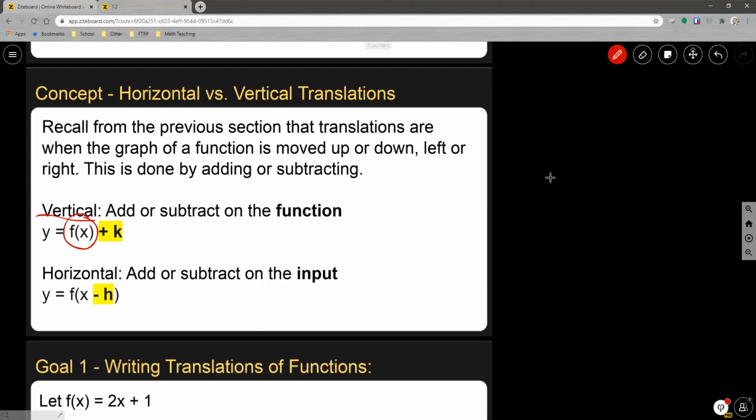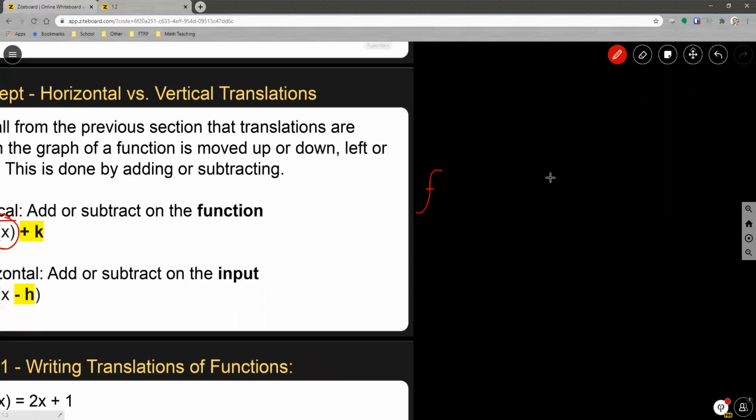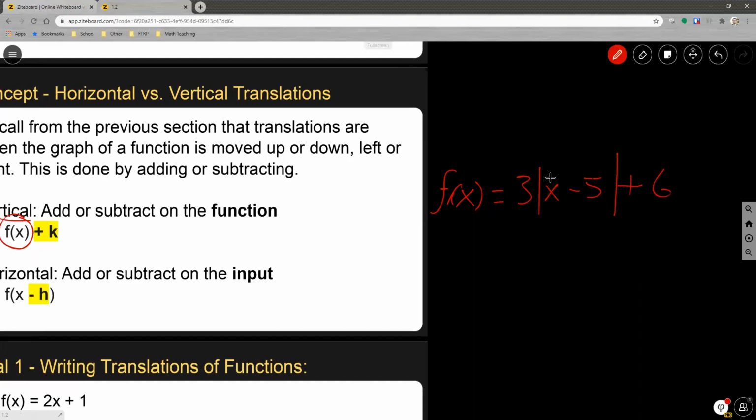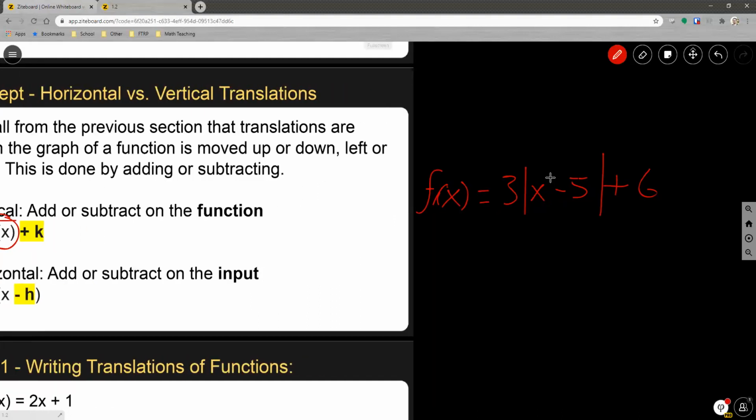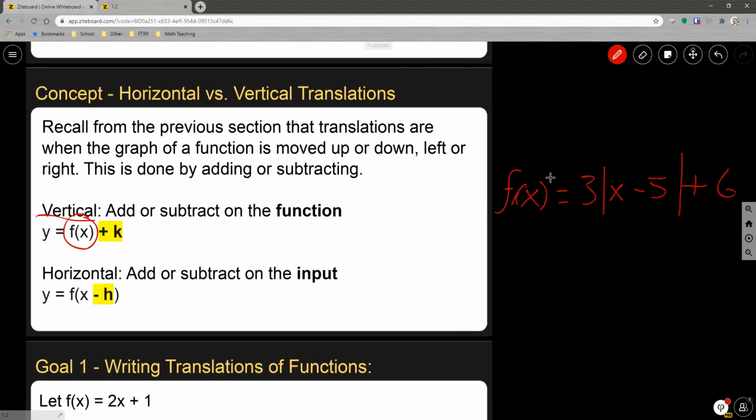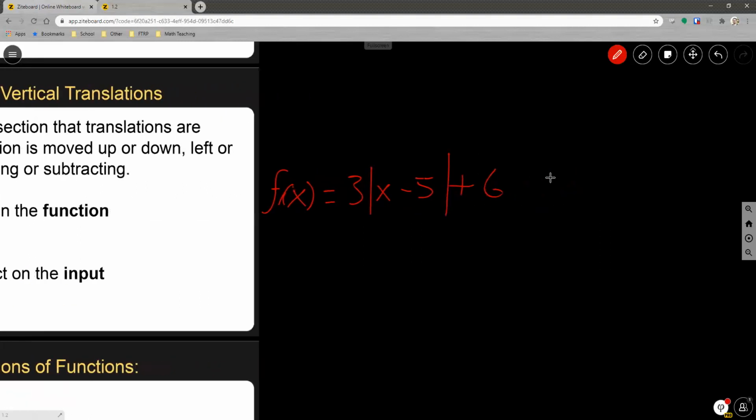So for instance, if I had f of x equals 3 times the absolute value of x, let's make it more complex, minus 5, plus 6. Say that is my original function. Instead of it just being the parent function, I've already got a function where some transformations are happening. Well, if I want to translate vertically, I can add or subtract some other value to it.